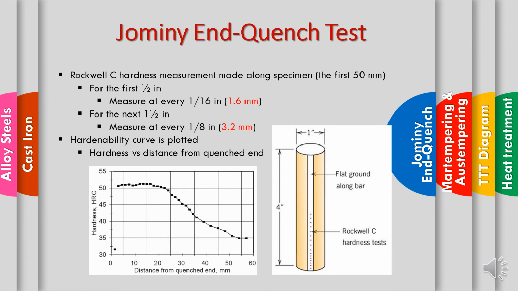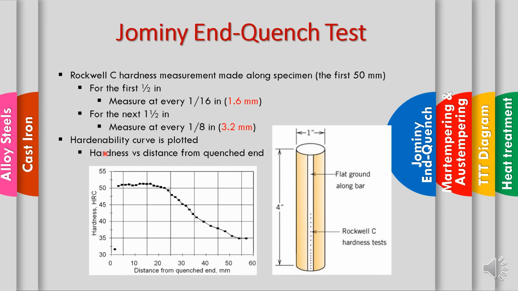So the Rockwell C hardness measurement is made along the specimen over the first 50 mm. Basically, there are two sets of measurement. The first one is measured at every 1.6 mm. Okay, start from this point, 1.6, 1.6, 1.6, 1.6 at several interval lengths. And then next measured at every 3.2 mm. Okay, here 3.2, 3.2, 3.2.